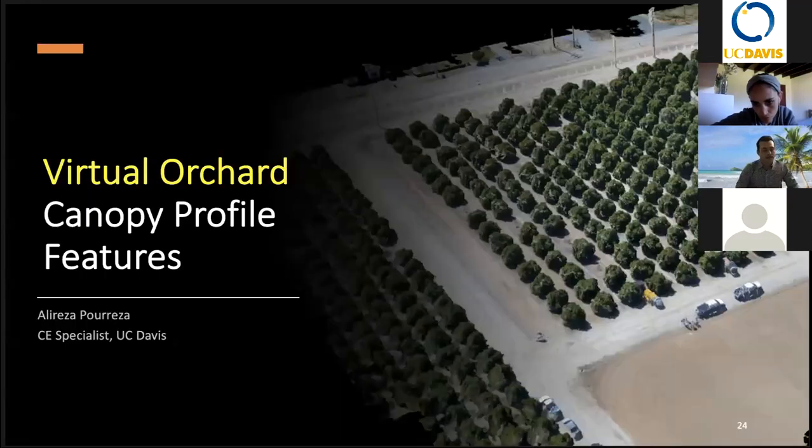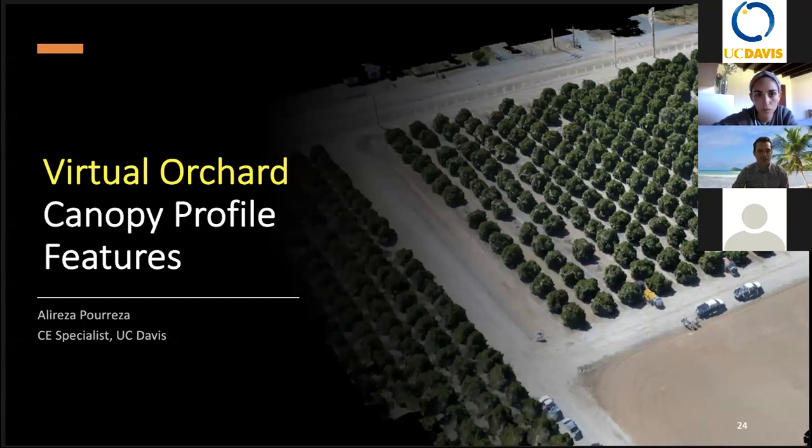Okay, so that's a little bit about the pre-processing. The next step is to extract features from the orchard or from the data that we collect. So we have introduced a new technology that is called virtual orchard.